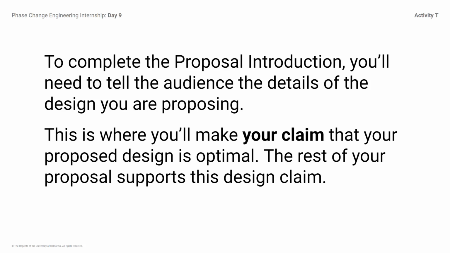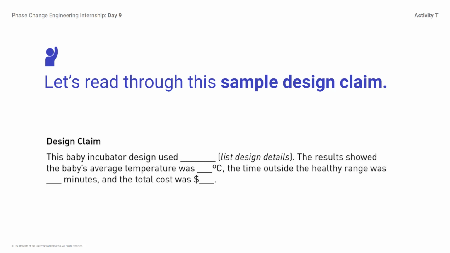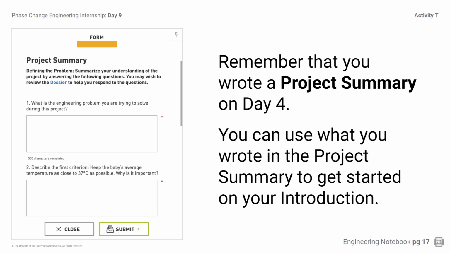This is where you'll make your claim that your proposed design is optimal. The rest of your proposal supports this design claim. Let's read through this sample design claim. This baby incubator design used blank. List design details. The results showed that the baby's average temperature was blank Celsius. The time outside the healthy range was blank minutes, and the total cost was blank. You can see that there are blanks for the design details and the results. Adding these specifics to your introduction serves as a claim statement for your argument that is your proposed optimal solution.